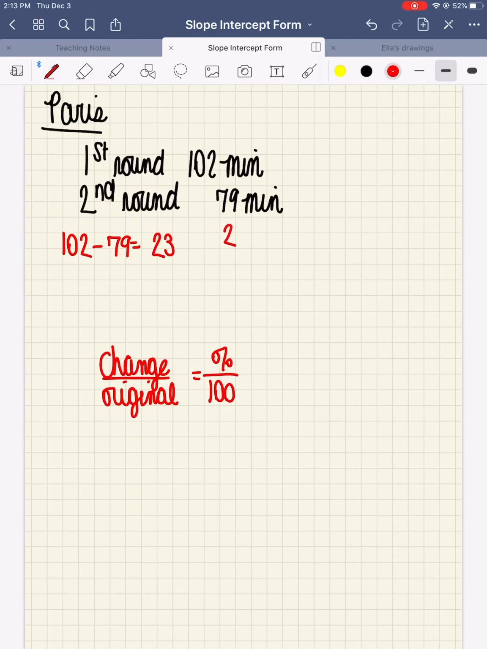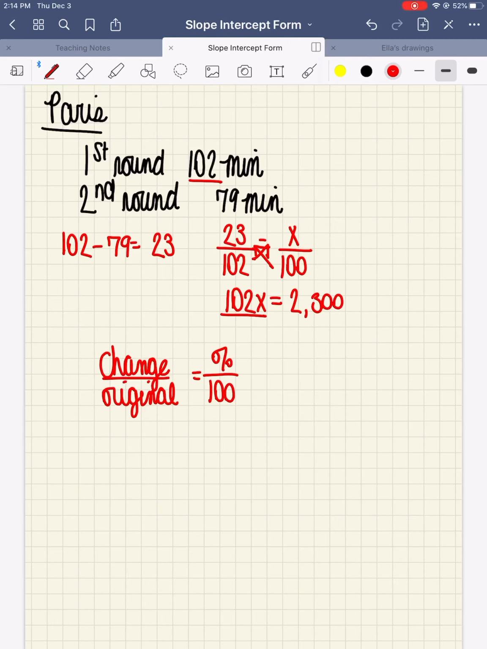I'm going to plug that in for my change. I'm going to look for what the original was. The original here was 102 minutes. I don't know the percent, so I put an X there. And 100 always goes in that spot in the bottom right-hand corner. Now I'm going to do my cross multiplying. 102 times x gives me 102x. And 23 times 100 gives me 2,300.